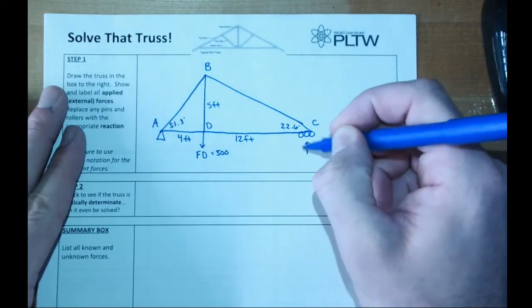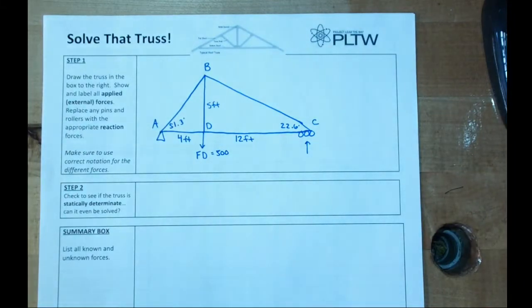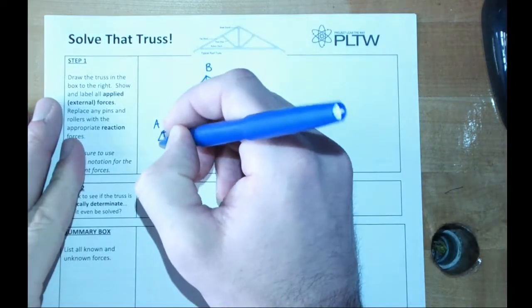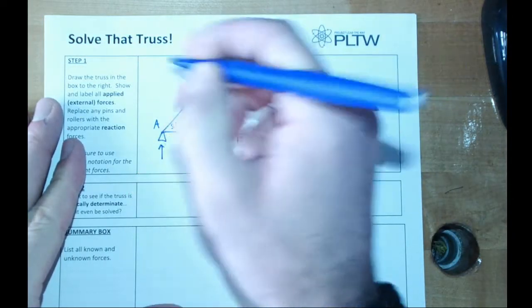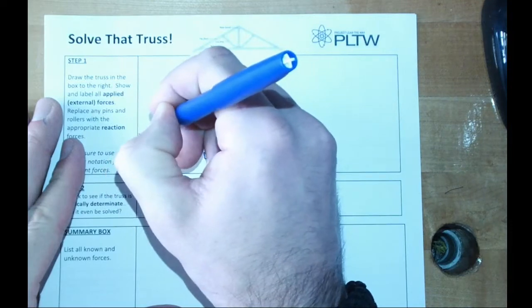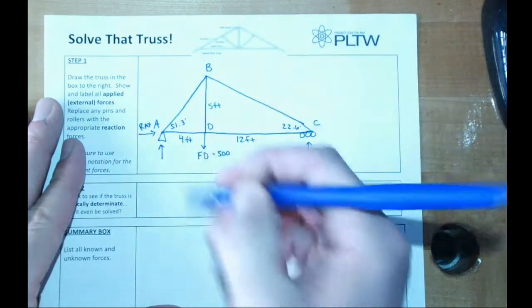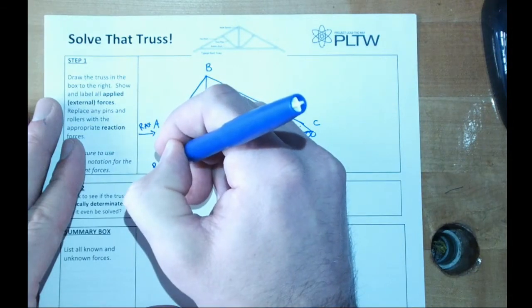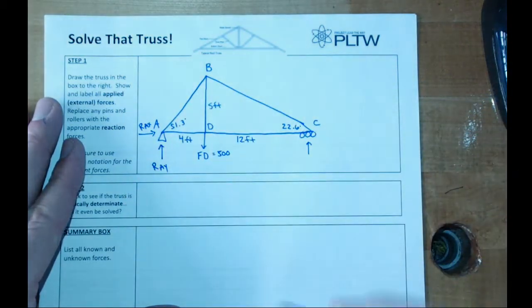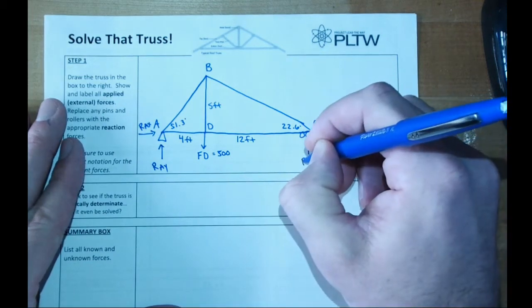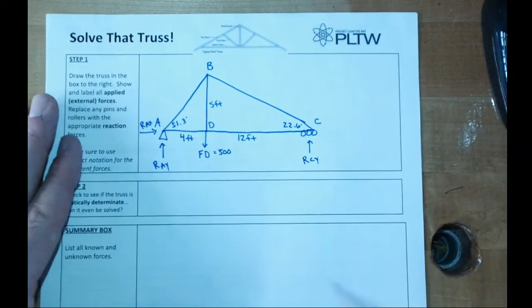One. So it goes this way. I already gave that to you. Pin, how many does a pin have? Two. So in this case, I'm going to guess where the reaction forces are going. This one is reaction force A in the X direction. This is reaction force A in the Y direction. Reaction force C in the Y direction.